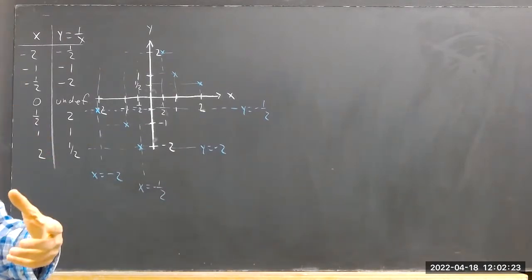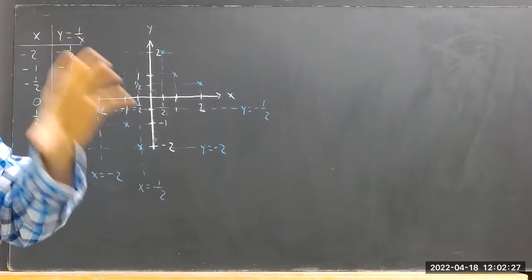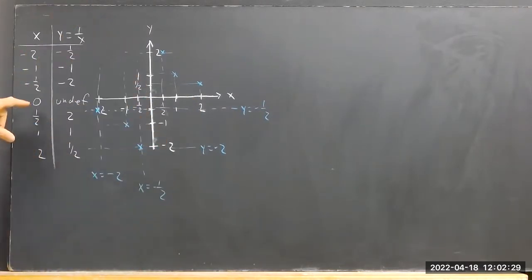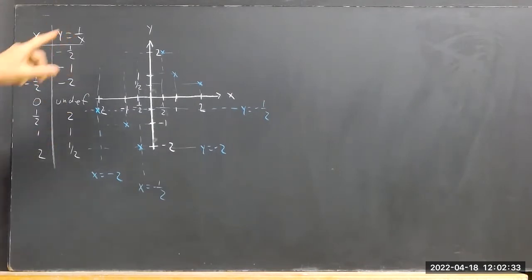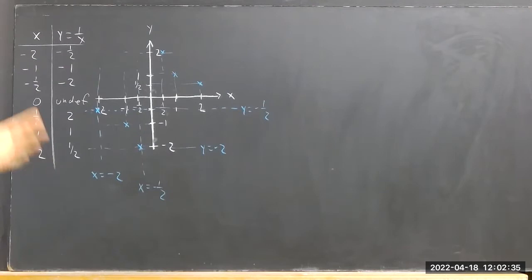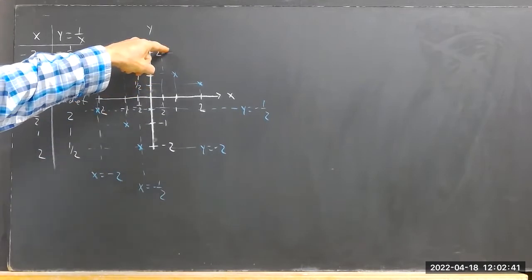For now, I said we weren't going to connect the points, but I'm going to make an important point here. You notice that 0 is undefined, right? That this function is undefined when x equals 0. 0 is not undefined; the function is undefined. We're not going to try to connect this point to this point.